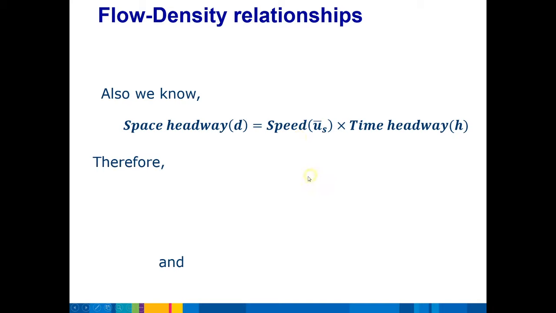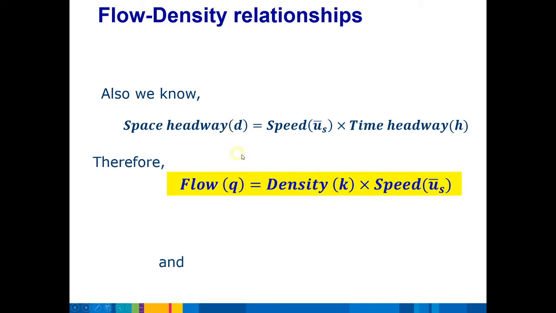Now we can start to do some other things with this. So the space headway is the speed, in meters per second, multiplied by the time headway in seconds. With some unit of distance by time multiplied by a unit of time, the product has to be a unit of distance. So that's where we get the space headway.